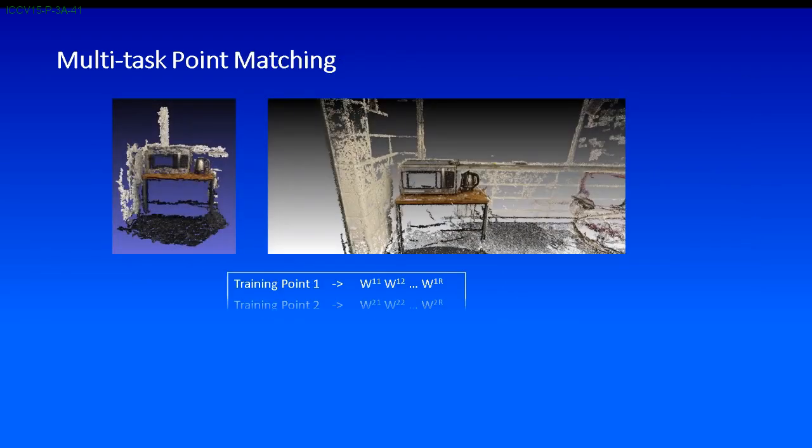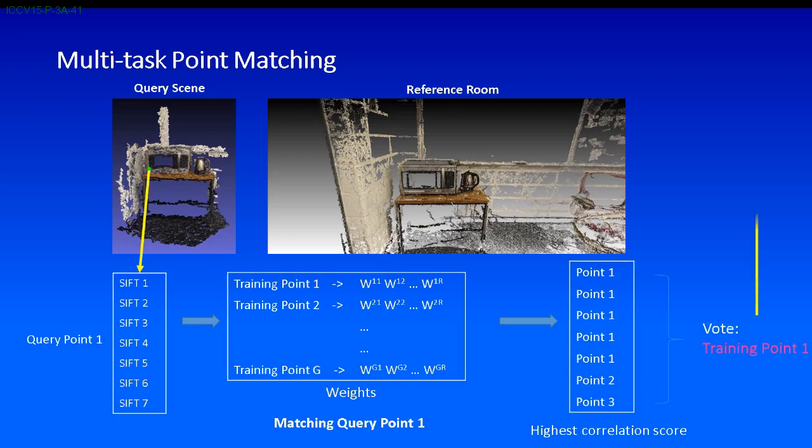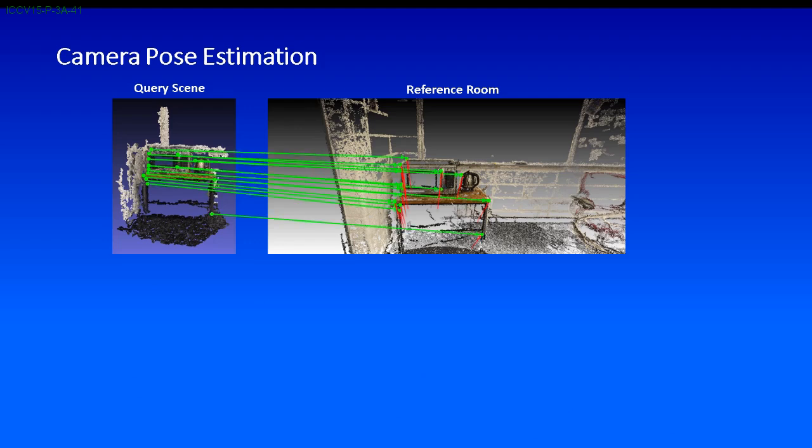We use an SFM model reconstructed from a video for query. The point obtaining the highest correlation score is considered the corresponding point, followed by a majority vote. We then perform camera pose estimation using all correspondences.